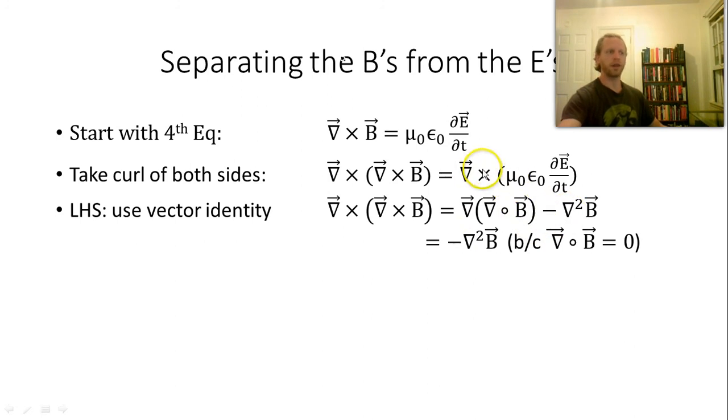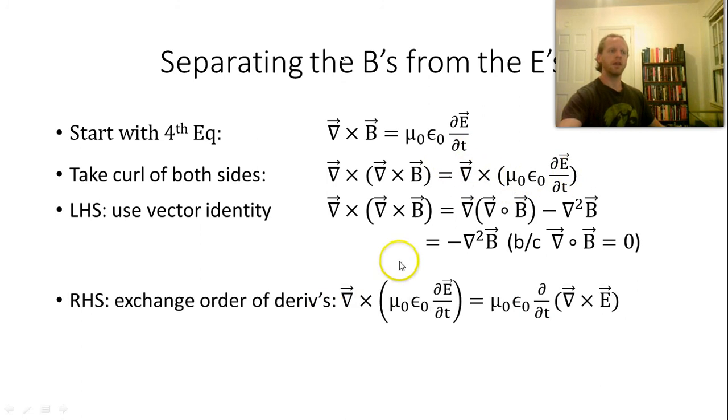Now if we look at the right-hand side of this as well, in this case all we have to do is change the order of the differential operators. If you take the spatial derivative of the time derivative, that's exactly the same as taking the time derivative of the space derivative. So you guys know this, d/dx d/dt is equal to d/dt d/dx, something like that. So anyway, I'm just exchanging the order of the derivatives. I'm pulling the curl into this time derivative here.